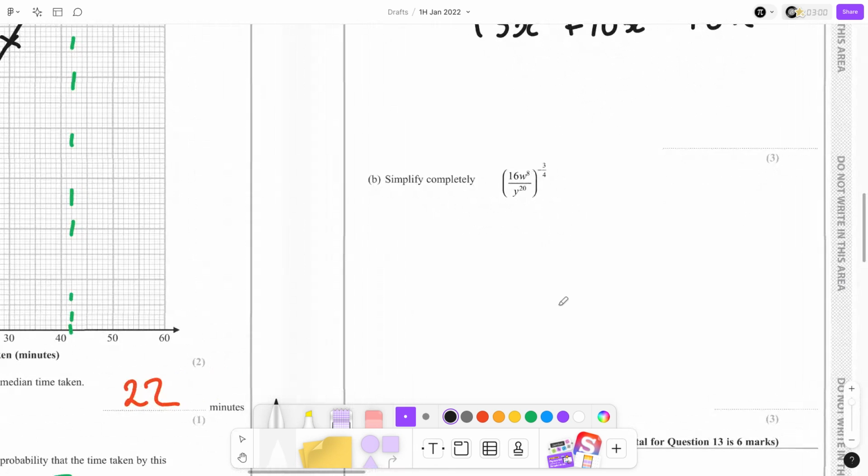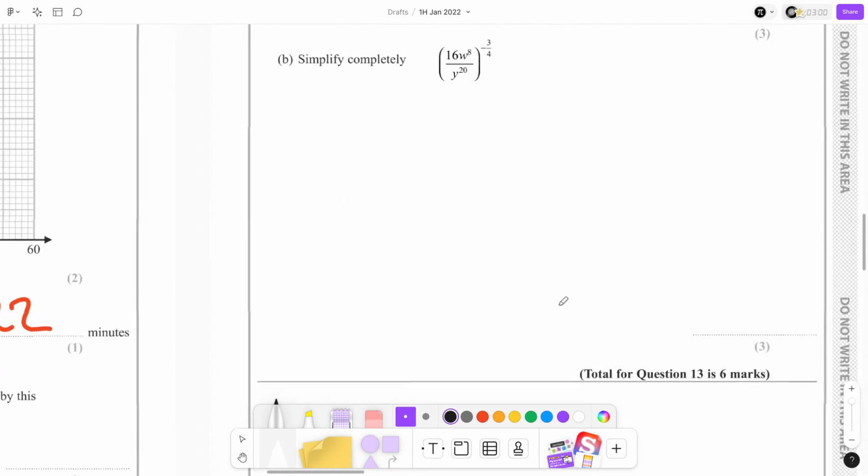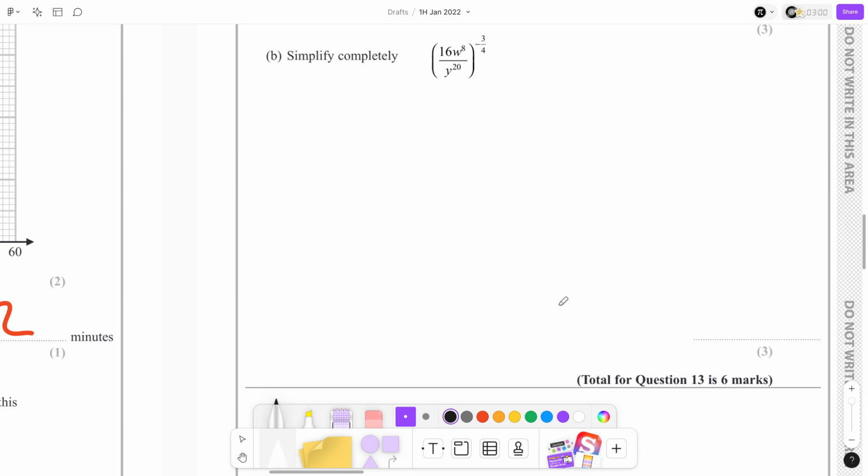Simplify completely. So this one, we need a bit of thinking about. The first thing to realise is that a negative power is the reciprocal, i.e. it's 1 over, or if it's a fraction, it flips the fraction. So the reciprocal of a half is 2, the reciprocal of 2/3 is 3 over 2. So the reciprocal of this is y to the 20 over 16 w to the 8. And that's dealt with the negative bit.